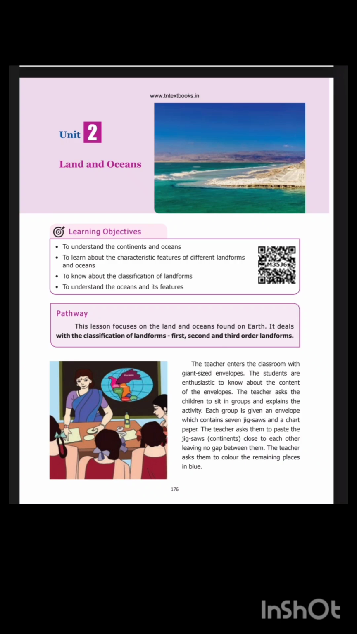The Arctic Ocean. The Arctic Ocean is the smallest ocean. It covers an area of 15.56 million square kilometer. It lies within the Arctic Circle. It remains frozen for most of the year.